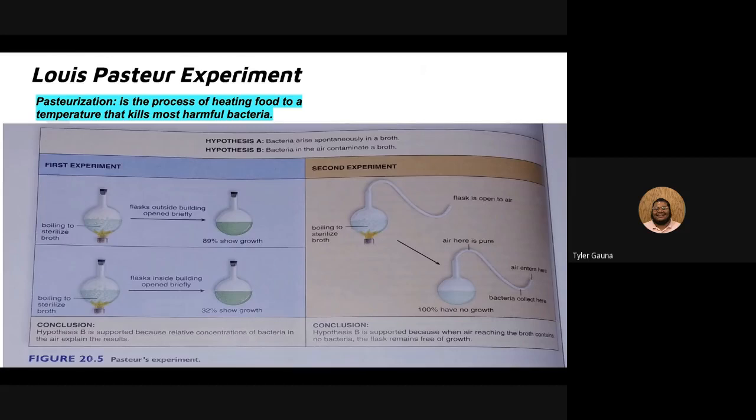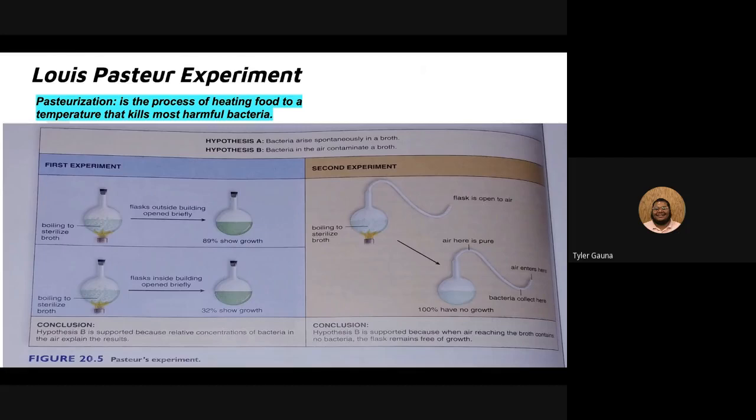Pasteurization is the process of heating food to a temperature that kills most harmful bacteria. All he did was have two experiments. His hypotheses were: Hypothesis A, bacteria arise spontaneously in the broth. Hypothesis B, bacteria in the air contaminate the broth. His first experiment was he boiled his broth to sterilize it and then briefly opened the flask. He had an 89% show of growth.